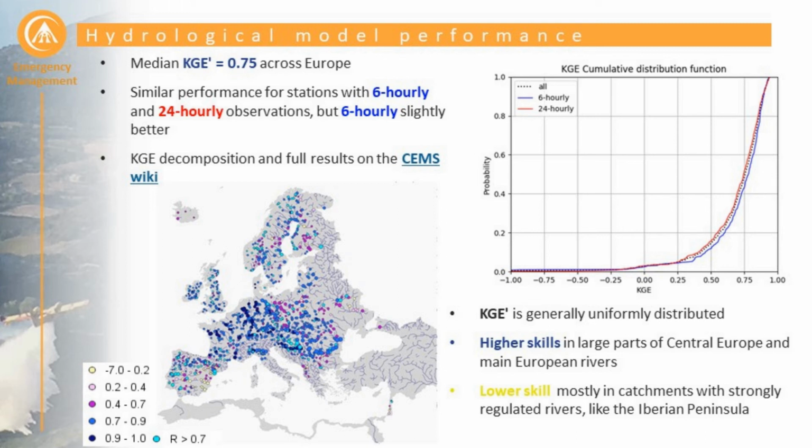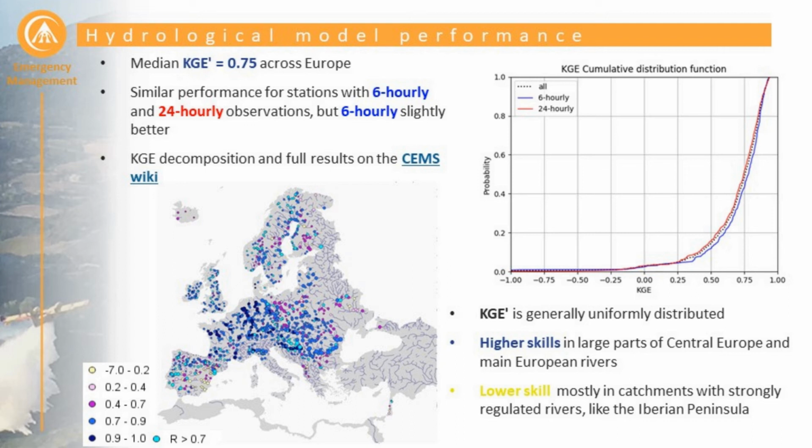What is nice, and there is more comparison in the documentation, is that medium and smaller rivers seem to be better simulated with the 6-hourly model, which is exactly the type of thing we wanted to see. Cinzia showed an example of that, but even the long-term scores also reflect that. Of course, we see some lower scores, as expected, in catchments that are strongly regulated, the yellow dots. We can see the Iberian Peninsula is a well-known case.